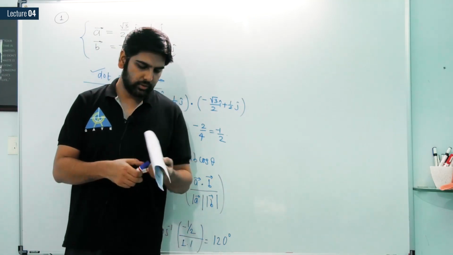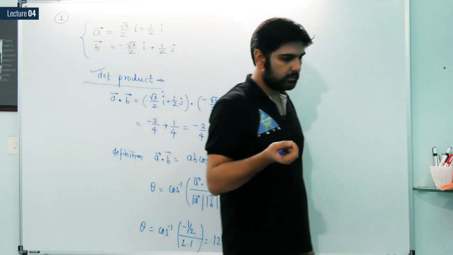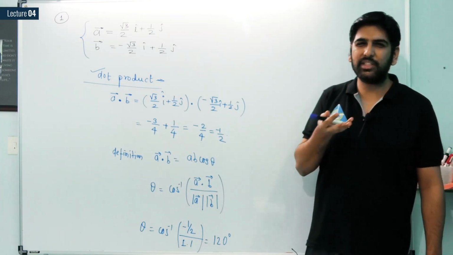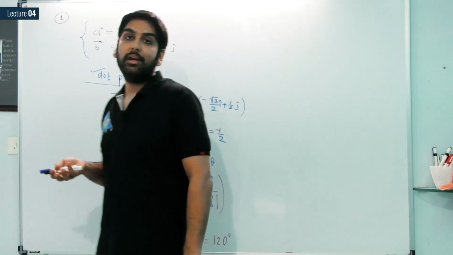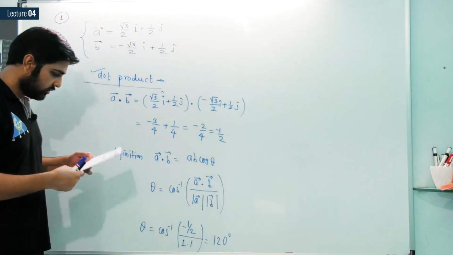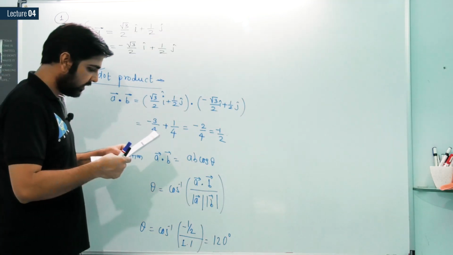You need to have the basics like cos 60, cos 120, cos 180, cos 90, you all know, right? So here I have option D, which is 120 degrees.